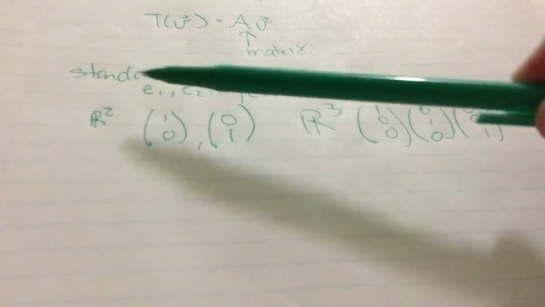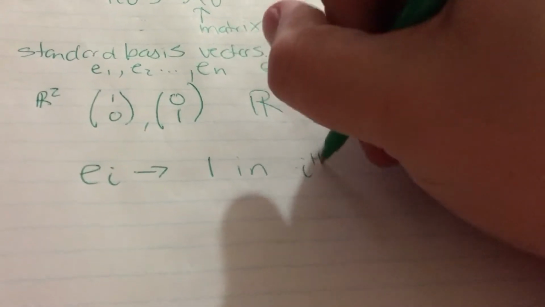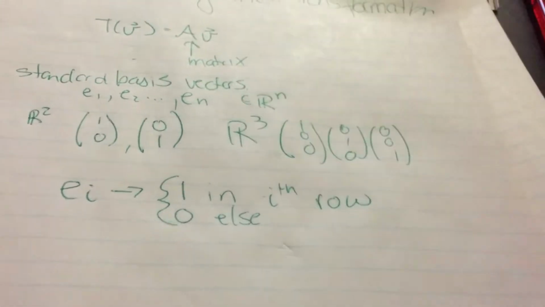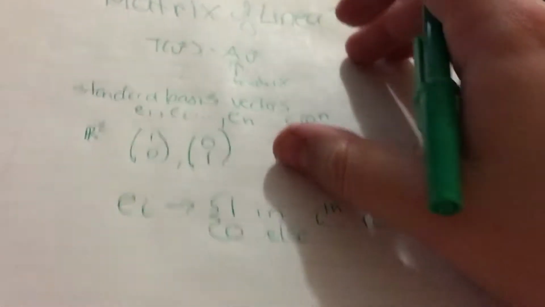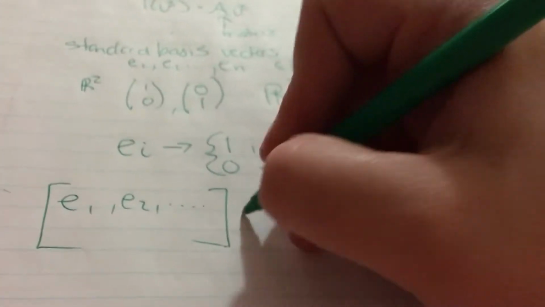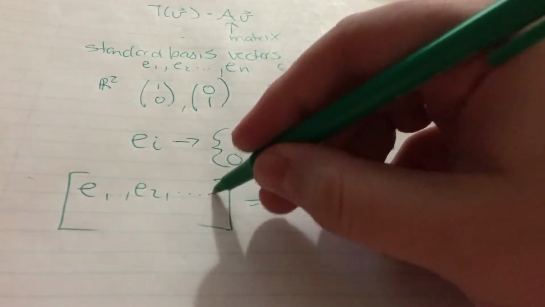So for each one of these, for Ei, it has a 1 in the ith row and 0 elsewhere. Okay, so they just look like that. So notice that I can take E1, E2, up to whatever, and put them in a matrix, and I'm going to get the identity matrix for R^n.